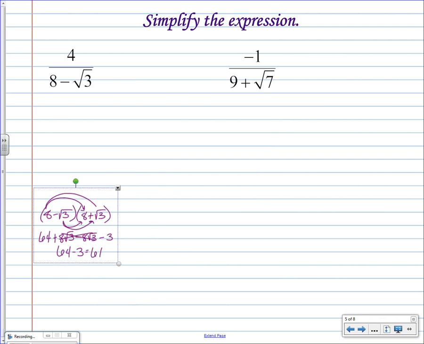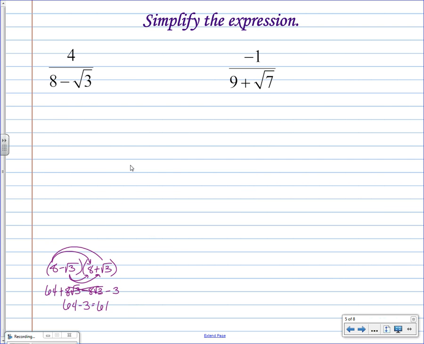Make it a little smaller, move it out of my way. Okay, so if I want to get rid of a square root in my denominator when I have two terms, I'm going to take what's in the denominator and multiply by the opposite sign. I still have to multiply by 1 because I don't want the problem to change, so that means I want to multiply by 8 plus the square root of 3 over 8 plus the square root of 3, which equals 1.